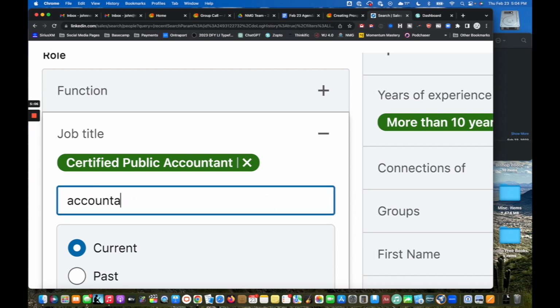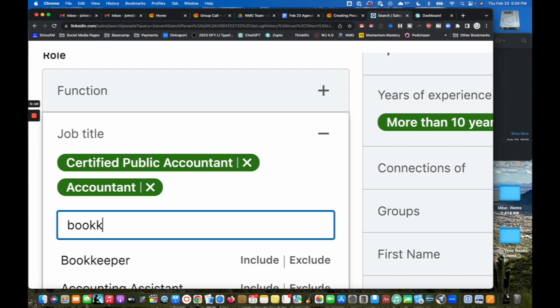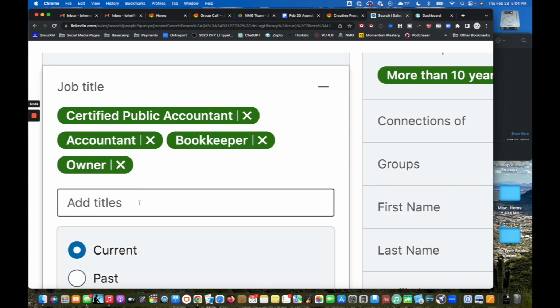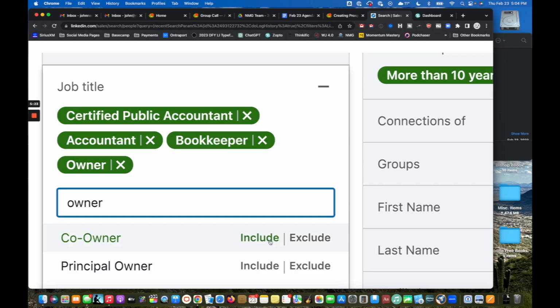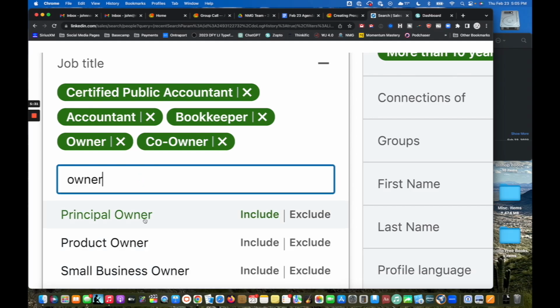We want people with the job title accountant, so include that. We want the job title bookkeeper, so let's include that. CPA, accountant, and bookkeeper. Those are three great titles. Those should work. Let's also just throw in the title owner, and we'll throw in co-owner, because some people might refer to themselves as owner, John Nemo Accounting, right? That might be their job title. So let's not exclude that.